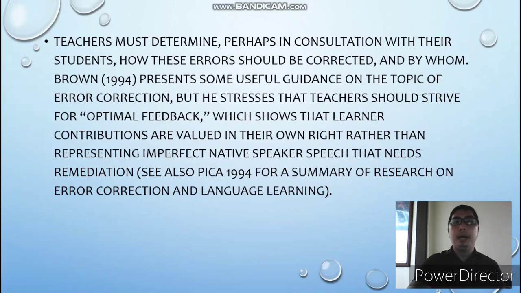Teachers must determine, perhaps in consultation with their students, how these errors should be corrected. So there could also be consultation with students, wherein the inputs come from the students, on how those errors could be corrected.